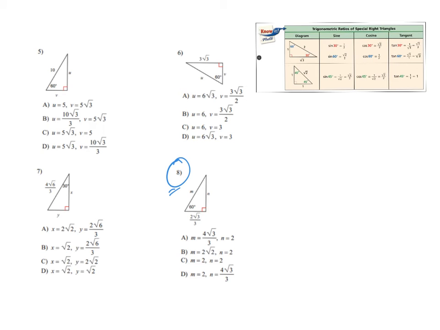I always start by identifying the parts of my triangle. So the n is opposite. The m is the hypotenuse, and that means this fraction here is the adjacent. Let's go ahead and try to get n first, even though that's not alphabetical order. That's because it's the one I'm looking at right now.